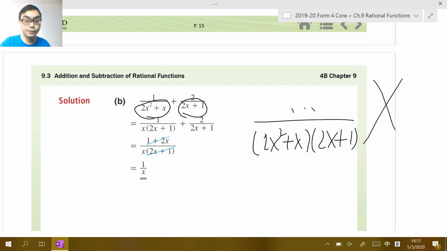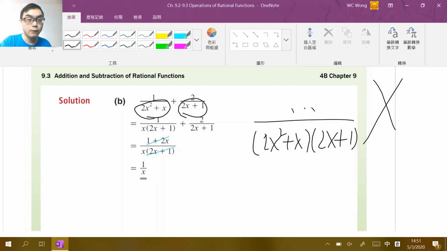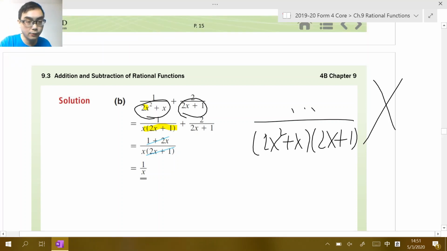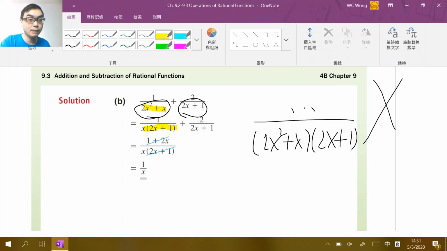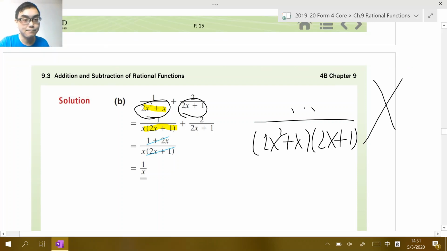So what we need to do is that you should, first of all, factorize each of the fractions. For example, you have 2x squared plus x, you make x bracket 2x plus 1. Then you make the denominator just enough for you to put it together by taking the LCM. That means x(2x plus 1). So here you just need to multiply x to the second term. For example, here you have x times (2x plus 1), then this one you just multiply by x, then you can put it together as 1 plus 2x on the top.